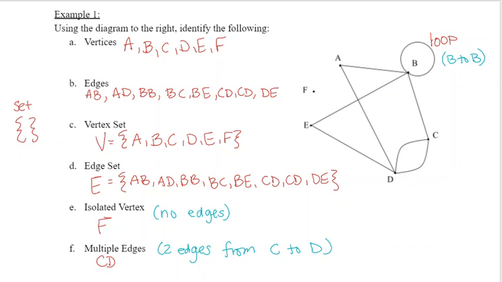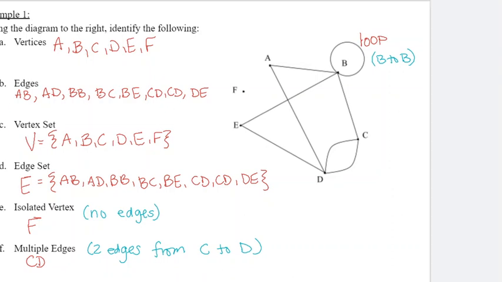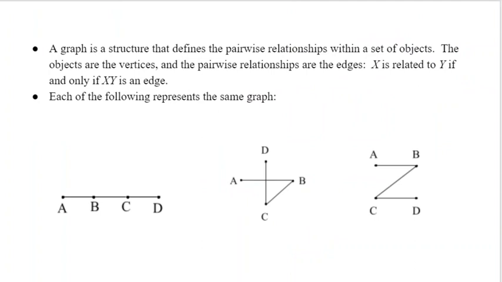I do want to point out a couple more things about graphs. So basically, a graph defines a relationship between objects. So your objects are your vertices and your relationships are the edges. So if X is related to Y, then that means that there would have to be an edge from X to Y.